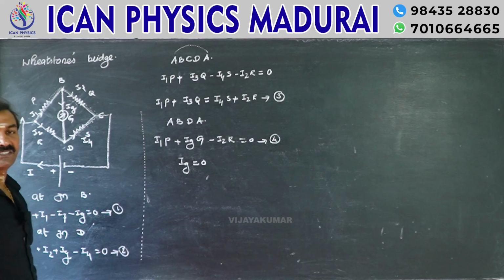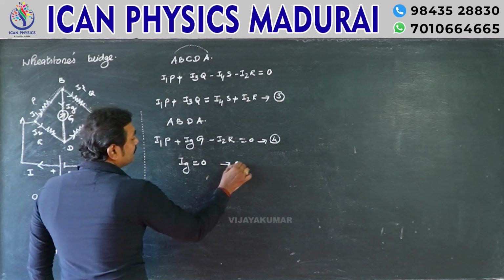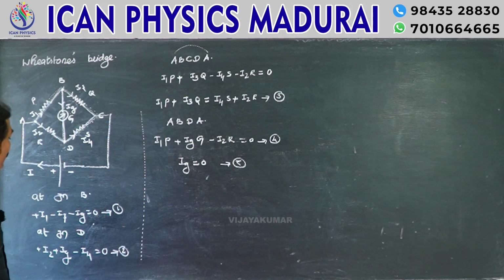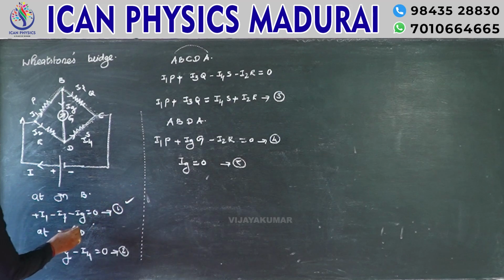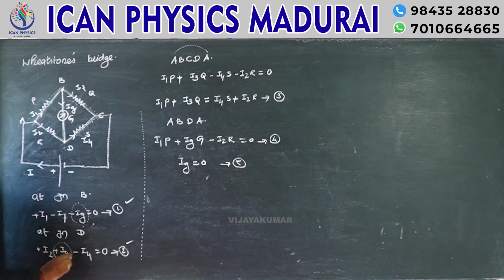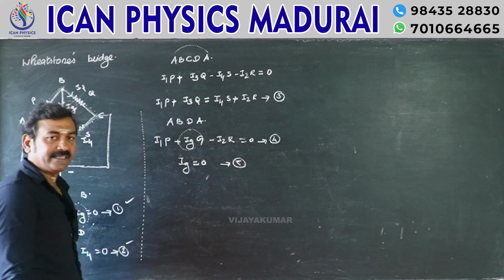in zero deflection, or it does not give any deflection, or when the current flowing through the galvanometer is 0, then the Wheatstone Bridge is said to be balanced. Now it's taken as equation number 5. So the first equation involves Ig. The second equation involves Ig. The fourth equation involves Ig.